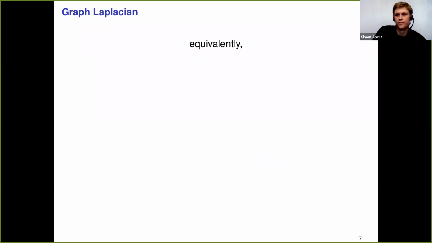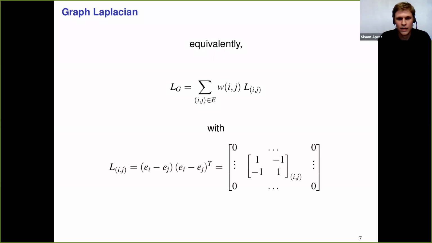Equivalently, and this equivalent formulation will be useful for later purposes in this talk, we can define a graph Laplacian as a weighted sum of edge Laplacians, where an edge Laplacian, L_ij, is defined as the outer product of (e_i minus e_j). So basically, this is a very sparse matrix. It has only 4 non-zero entries, namely 2 ones on the diagonal and minus ones on the ij off-diagonals. And so any Laplacian can be expressed as a sum of these very sparse terms. So it's a weighted sum of these sparse terms.